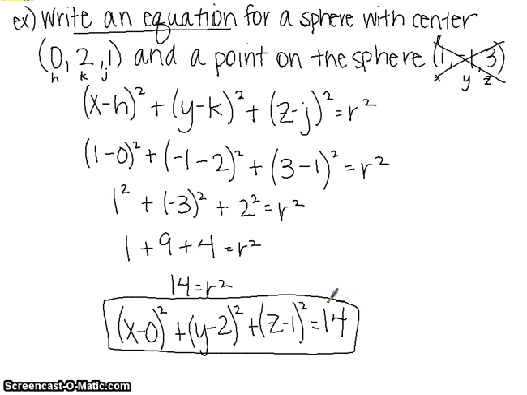Okay, now as I was saying, if you don't want to write this as x minus 0, you could just say x squared plus (y minus 2) squared plus (z minus 1) squared equals 14. That's another way of writing the same thing if you so choose. And that's it. That's the last part.